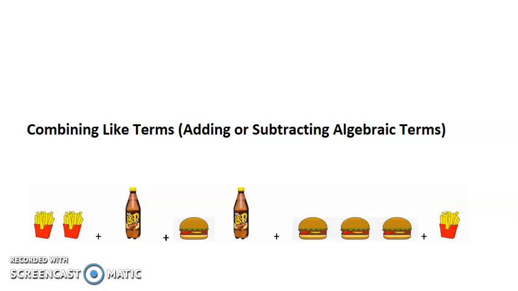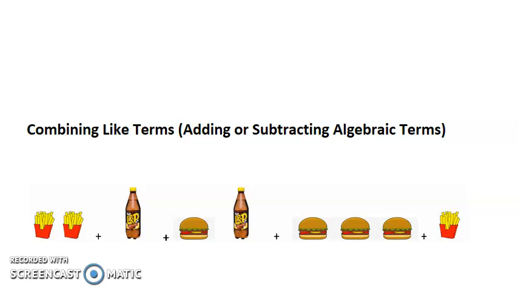Kia ora year 9. In this video we're going to have a look at how to combine like terms. Combining like terms is used to add or subtract algebraic terms. So let's have a look at the pictures here. You're going to order some food, let's say at the fast food shop.